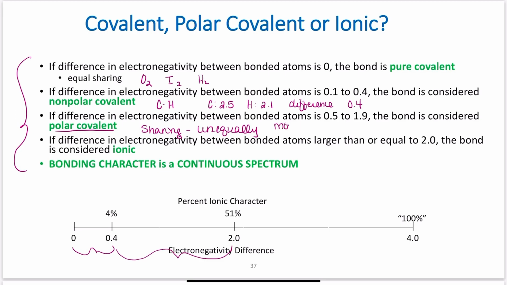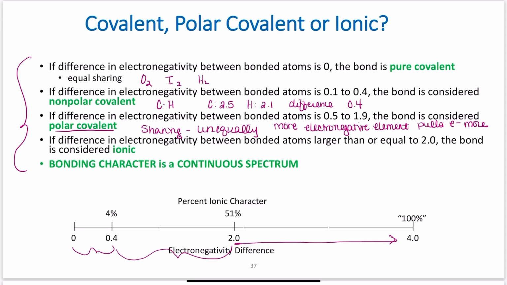More electronegative element pulls electrons more. And if the difference is greater than or equal to 2, it is ionic.